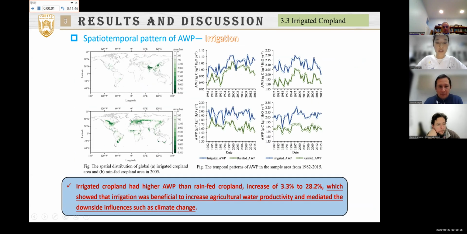Finally, our study demonstrated the effect of irrigation on AWP. The result revealed that irrigated cropland has higher AWP than rain-fed cropland, an increase of 3.3% to 28.2%, which showed that irrigation was beneficial to increasing agricultural water productivity and mitigated downside influences such as climate change.